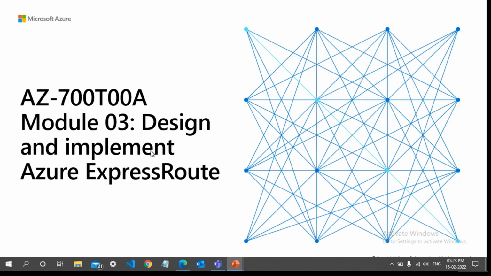So hello and welcome to module 3 of AZ-700 where we're going to discuss Azure ExpressRoute. Now, if I briefly explain Azure ExpressRoute, it gives you private one-on-one connectivity between Microsoft Azure and your private facility, maybe your data center, maybe your branch office, and so on and so forth.